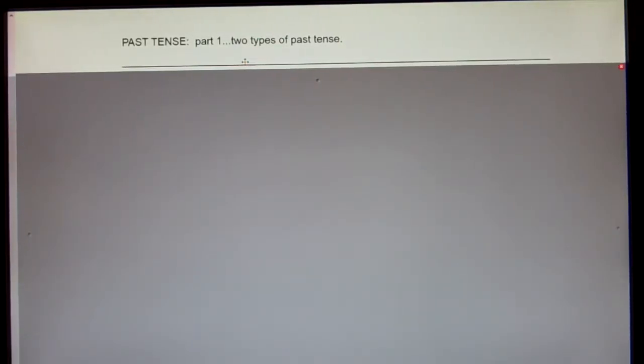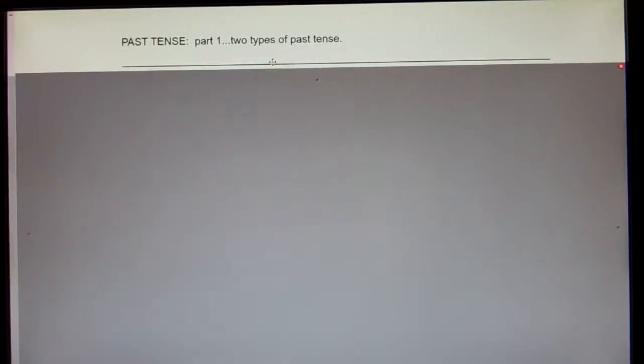Past tense, part 1. 2 types of past tense. Now, the whole purpose of Spanish 1, at least at our school, was to understand present tense. I speak, you speak, we eat, they eat. And the whole purpose of Spanish 2, at our school at least, is to understand past tense.